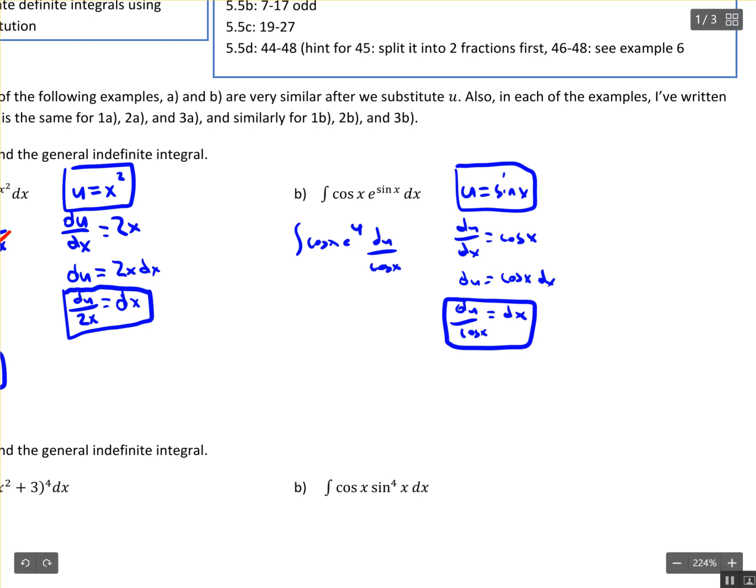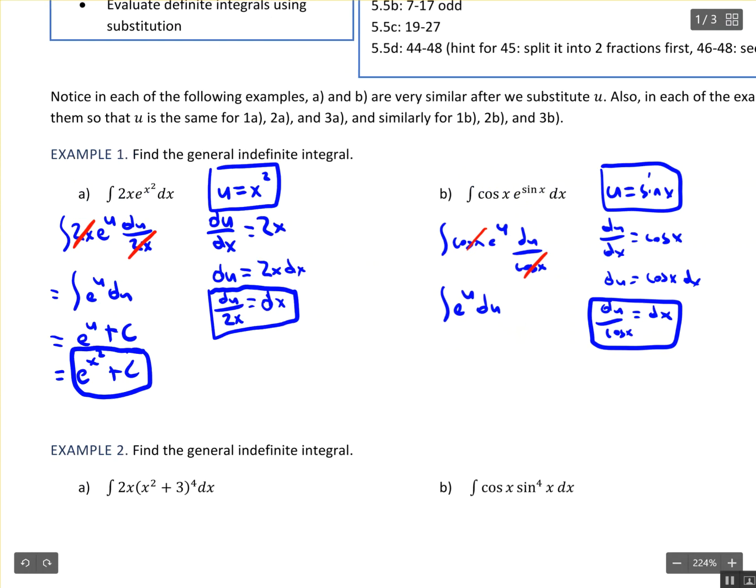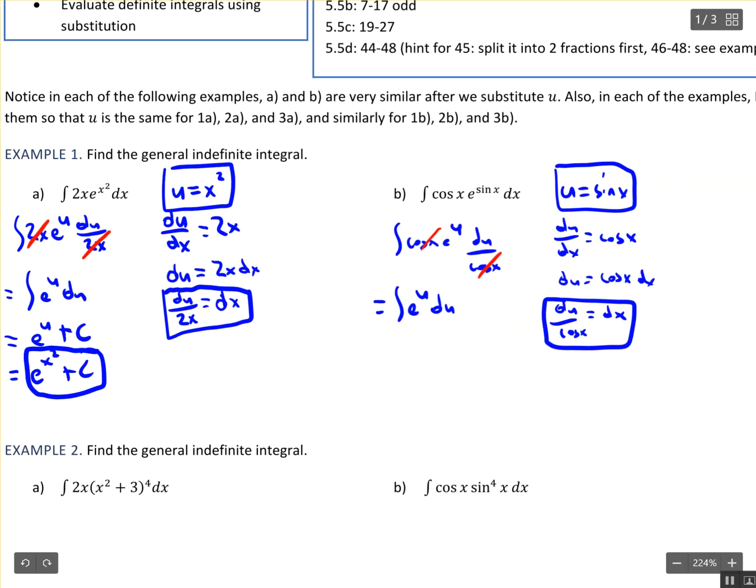So, again, notice what happens. Cosine of x, cosine of x cancel. So I end up with the integral of e to the u du. What do you know? It's exactly the same thing I got last time. What's the antiderivative of e to the u? Well, it's e to the u plus c. And finally, I didn't have any u's to start with, so let's substitute back in. u is equal to sine of x, so I get e to the sine of x plus c.